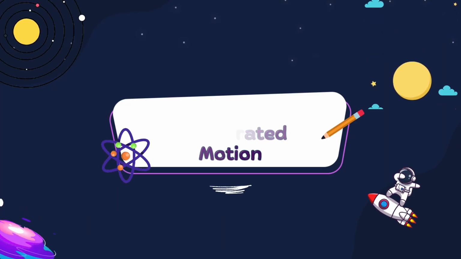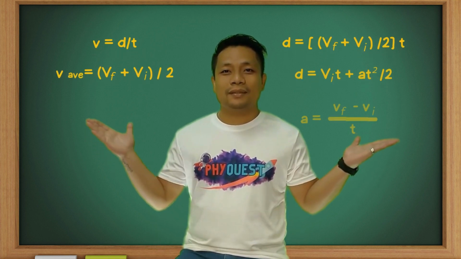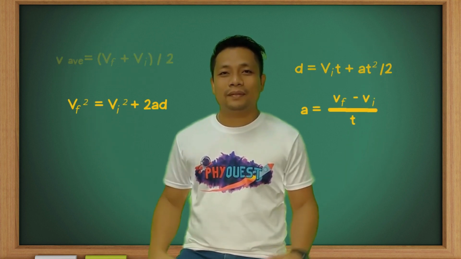Uniformly accelerated motion. So the car in our previous example is exhibiting uniformly accelerated motion in the horizontal dimension. In solving problems related to uniformly accelerated motion, we can use the kinematic equations. Let's apply these equations by solving this sample problem.